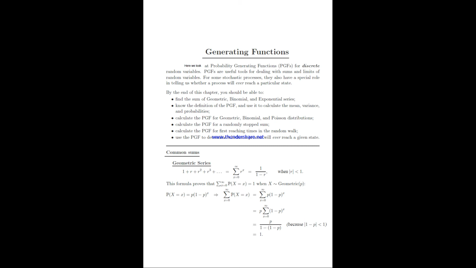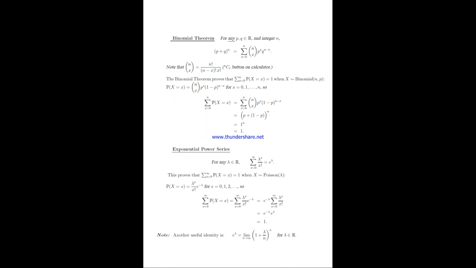So when you simplify that, you will get this is equal to 1. So we can see, when x is having a geometric distribution with the probability of success p, the summation of x goes from 0 to infinity of the probabilities, the summation of all possible probabilities, is equal to 1. So the same thing we can explain, or we can just take the binomial distribution and the exponential distribution, and then we can see the same characteristic.